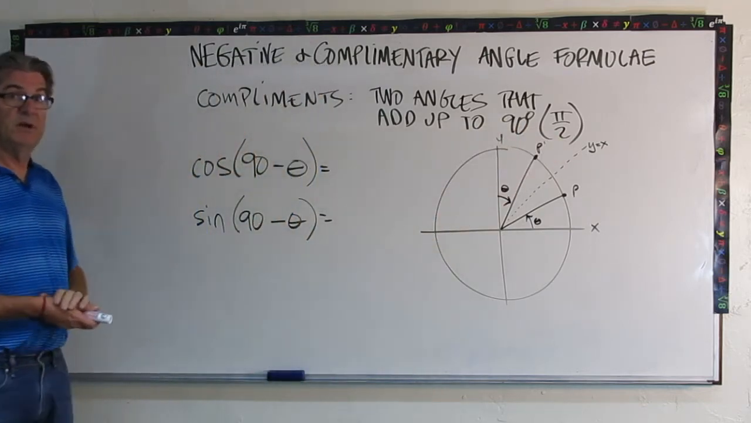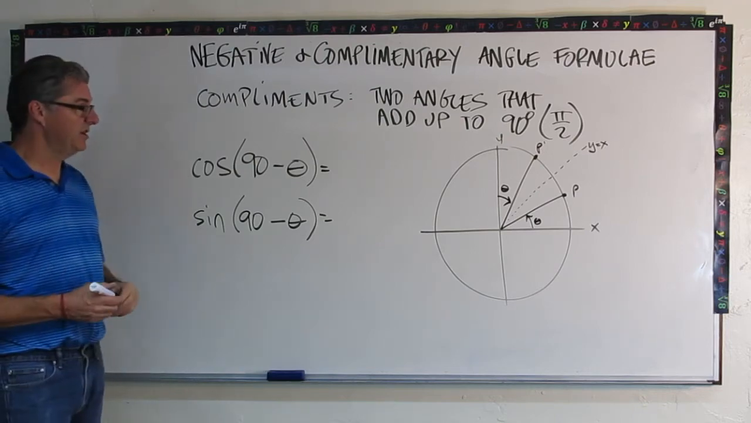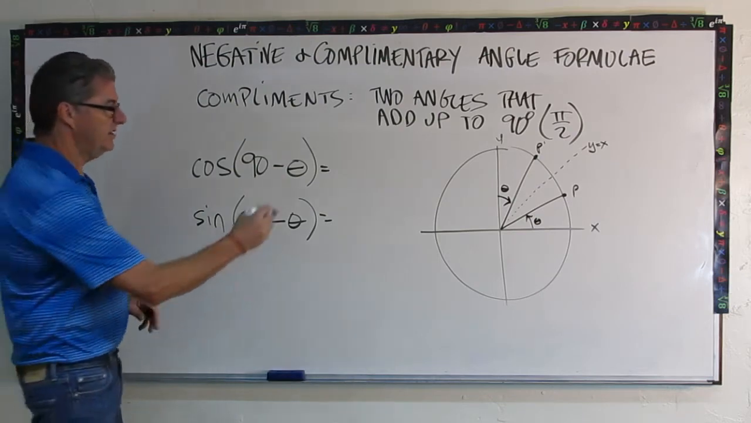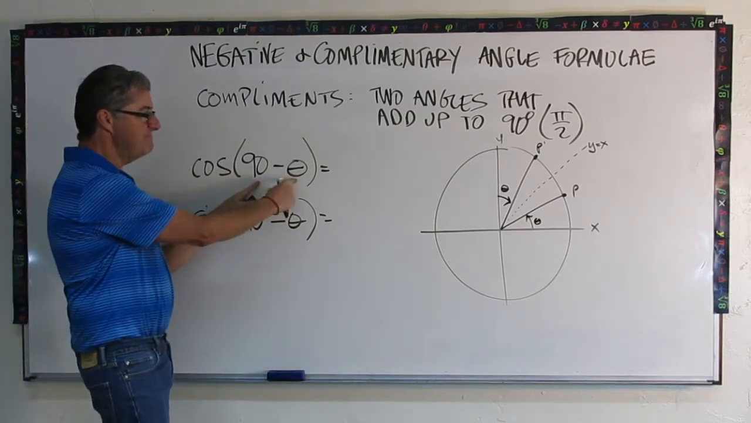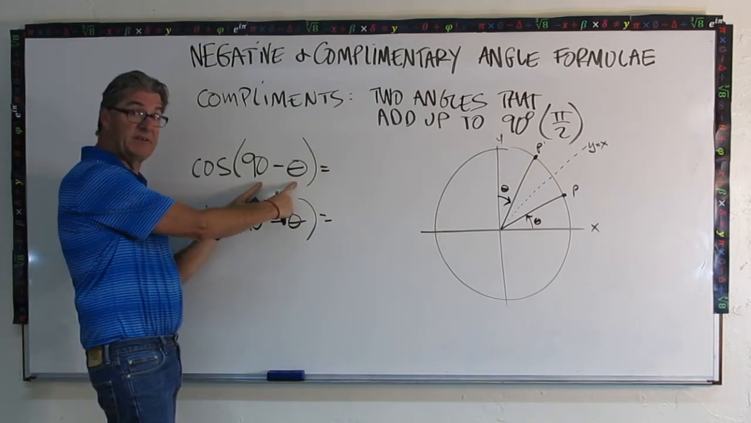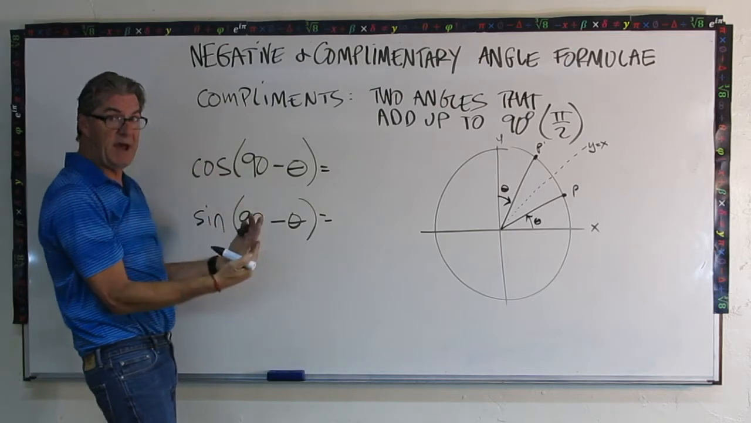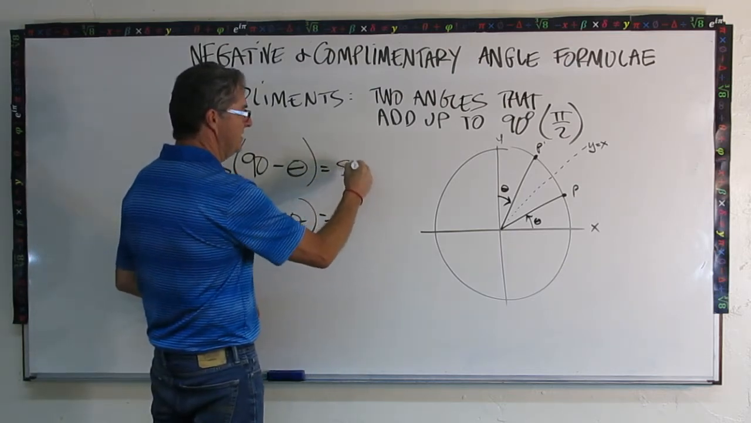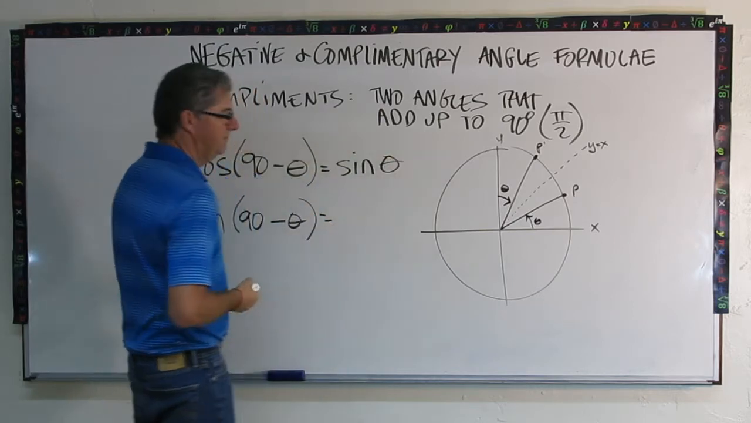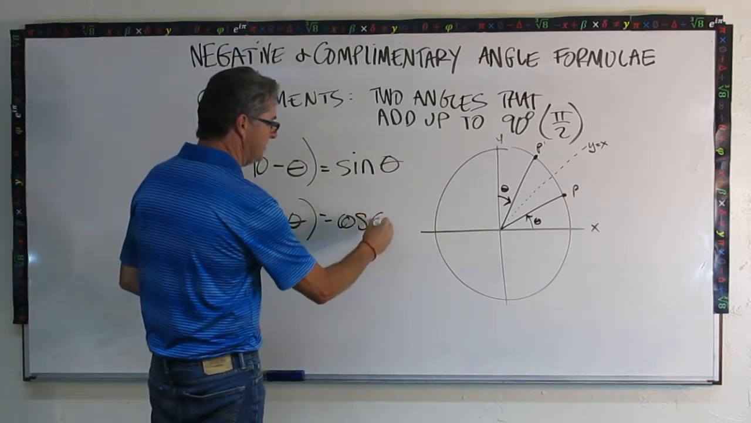Okay, so here are the 2 left-hand sides of the formulae that we're going to use. Check this out. Cosine of 90 minus theta. So 90 minus theta is the complement of theta, because then theta plus whatever this angle is going to add back up to 90. So cosine of 90 minus theta is just going to be sine theta. And sine of 90 minus theta, as you might have guessed, is going to be cosine theta.